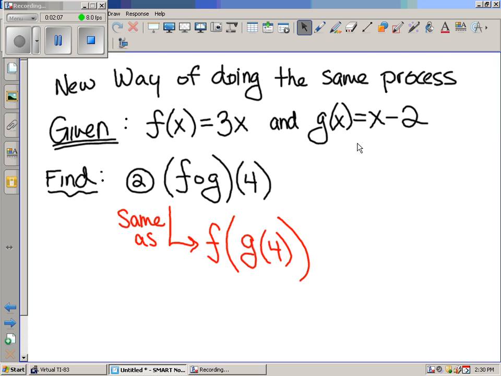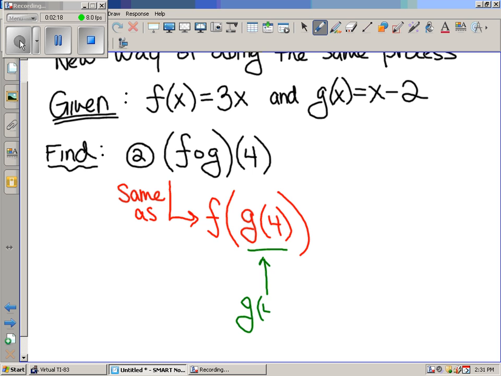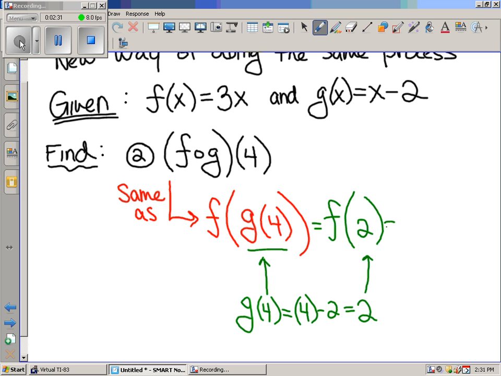And then you do exactly like what we did yesterday. So we're going to attack this first, right? We're going to figure out how much g at 4 is. How much is g at 4? It's going to be equal to 4 minus 2, and that's going to be equal to 2. So this is really the same thing as saying f at 2. How much is f at 2? And that's our final answer.